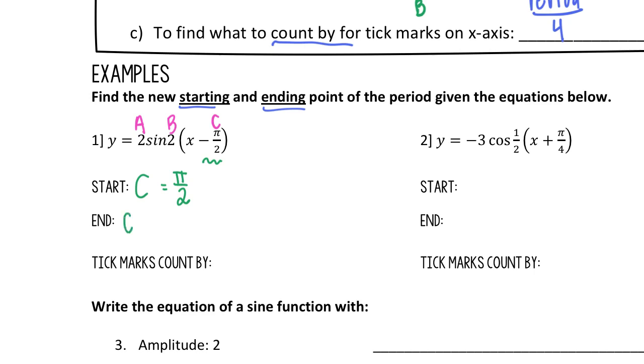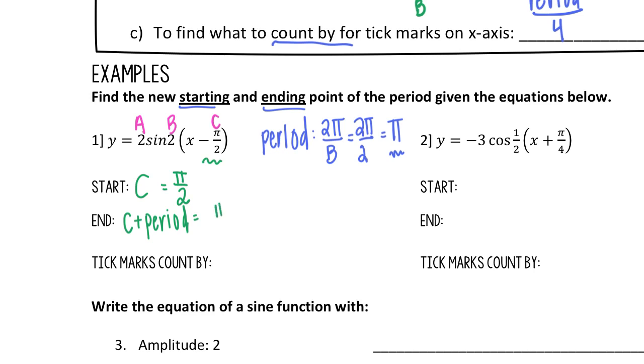To find the end, we have to take c and add the period to it. Well, we have to find the period first. So go back up to the top, and to find the period, take 2 pi divided by b. 2 pi divided by 2. It's going to take this graph pi units to complete a whole sine curve. So we take c, our phase shift, pi over 2, add pi, the length of the period.